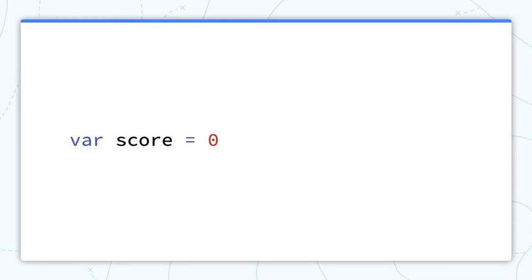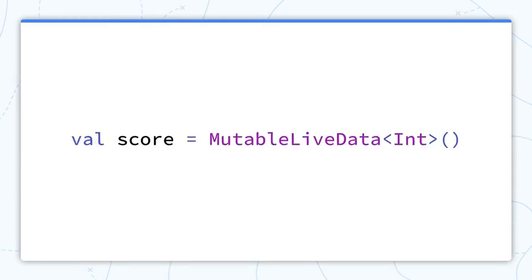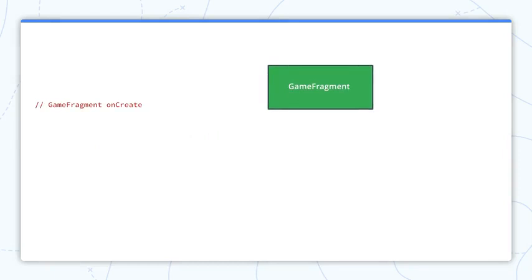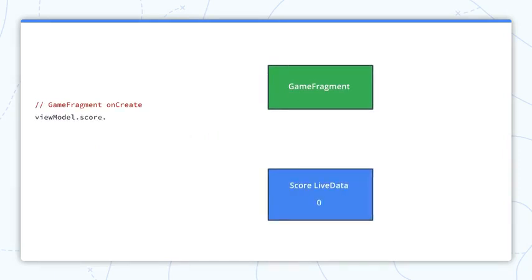So here's the code for score as it is right now, and here's the LiveData wrapped version of the score. Notice how this is a val. The LiveData object will always stay the same, although the data stored within it might change. Then we need to set up the observation relationship. To do that in the game fragment, you need to get a reference to the LiveData for score. Then go ahead and call observe. Then you give it this, which is the game fragment. That's what associates the fragment with the score LiveData.